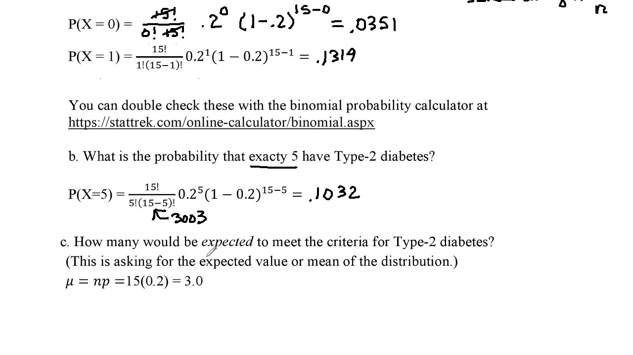And then they ask how many would be expected to meet the criterion for type 2 diabetes with a probability of 20% for any random person. And expected is asking what's the mean. Remember, we use mu for the mean. For a binomial distribution, the mean is the number in the sample times the probability of success. So that's our 15 times our 0.2 probability that any random adolescent has diabetes, which gives us 3.0. So you'd expect on average that 3 out of 15 would have diabetes.